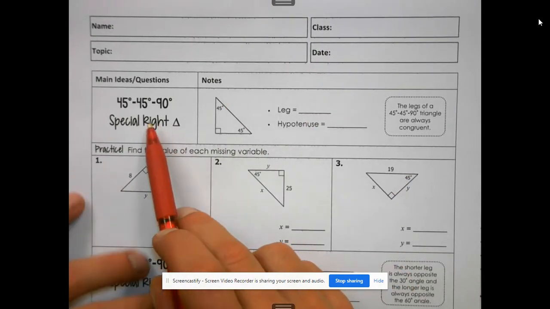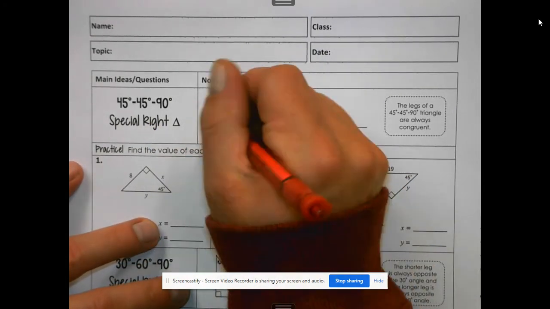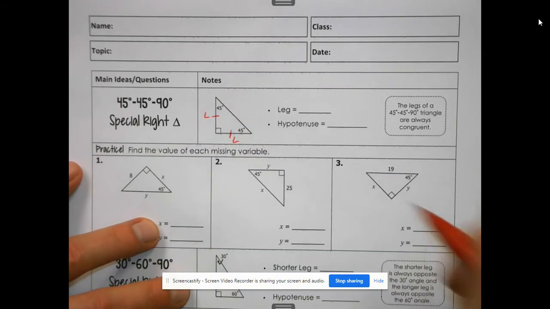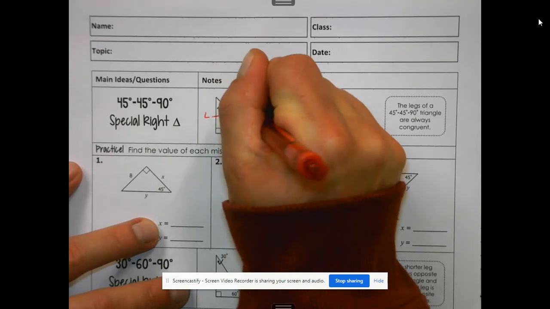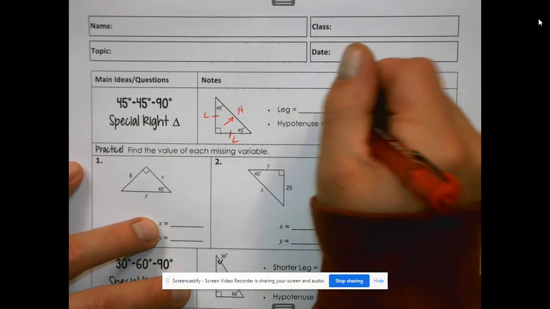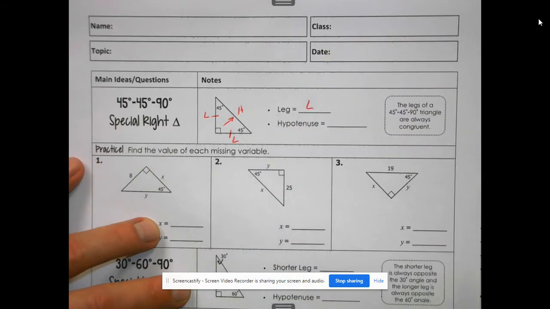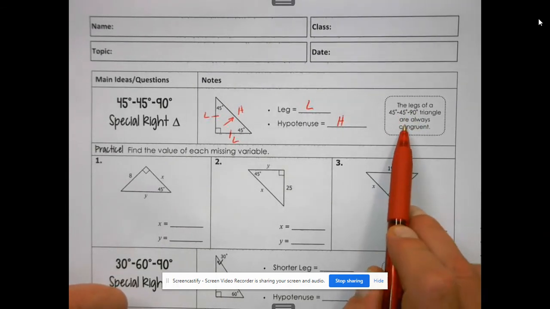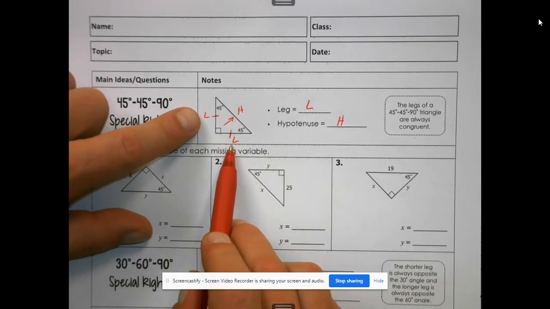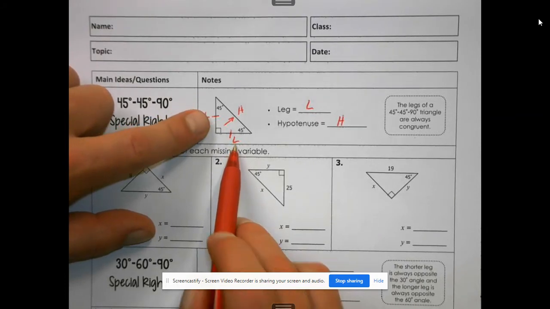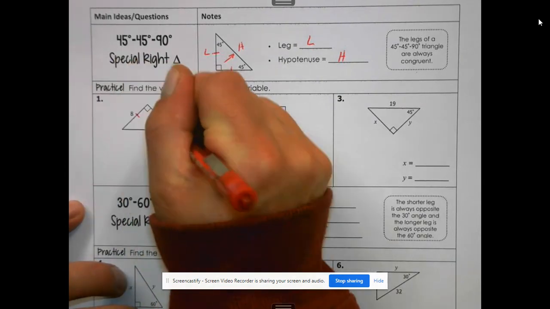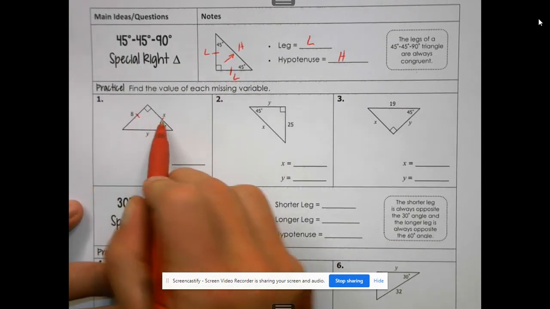All right, first one to bat is a 45, 45, 90. Your legs are attached to the 90. That is a leg, that is a leg, and then across the 90, remember, is always your hypotenuse. All right, so legs, we just called L over here, and your hypotenuse, we just called H. All right, and recall, the legs of a 45, 45, 90 triangle are always congruent. So these two legs are always going to be congruent on a 45, 45, 90. So if I'm looking at one, my legs are congruent. So if that piece is 8, that piece is 8.